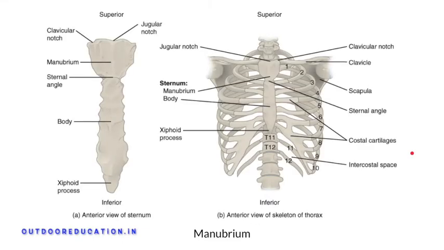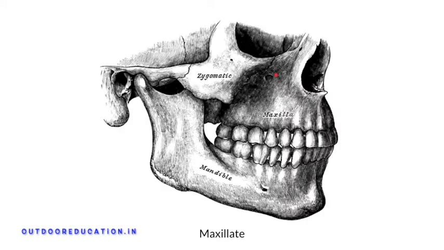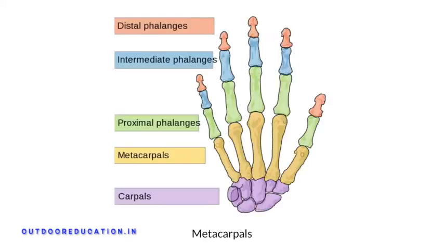Manubrium. Manubrium is the bone which is just above the sternum. This is the sternum. This is where you press when you are giving CPR, and manubrium is just above that. And for a better picture reference, take a look at the red dot here. Maxilla. It's the two-fold fused bone forming the upper jaw.